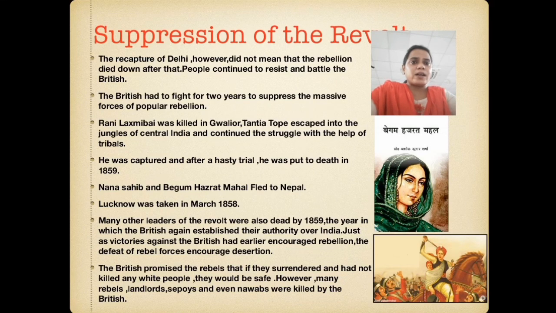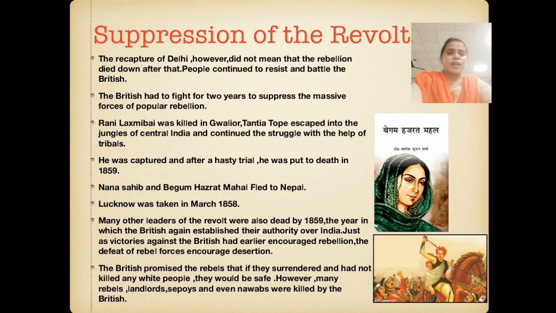authority over India. Just as victories against the British had earlier encouraged rebellion, the defeat of rebel forces encouraged desertion. The British promised the rebels that if they surrendered and had not killed any white people, they would be safe. However, many rebels, landlords, sepoys, and even nawabs were killed by the British.